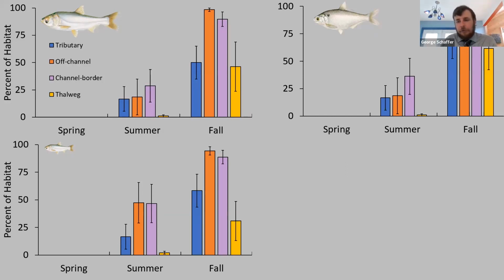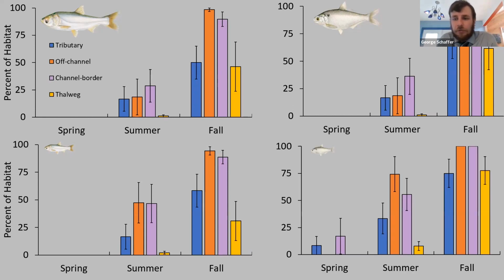But we see something different with subadult gizzard shad. Yes, the best quality habitats were off-channel and channel border habitats, but we do see that in the fall the thalweg habitat was about equal to the tributary habitat, and still a large percentage of the thalweg habitat was considered high quality in the fall. But also, in the spring, we saw a very small percentage of the total river being high quality for subadult gizzard shad, which then led to different habitat types also allowing for high quality habitat.